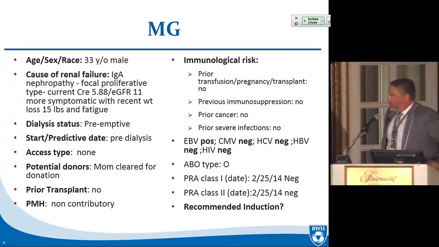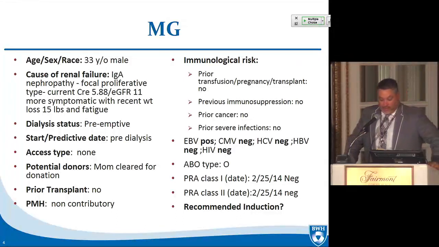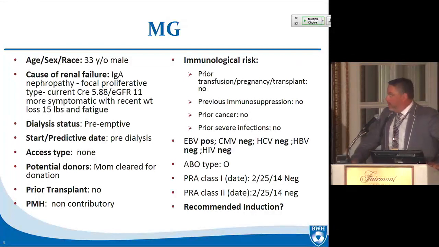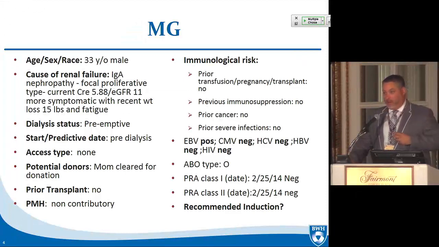An MG is a young 33-year-old male, IgA nephropathy, waiting for a preemptive transplant. His mom has been cleared for donation, so one haplotype match. No transfusions or prior transplants, never been on immunosuppression, no malignancy, and no severe infections. He has no PRA. This was a transplant that we did about 3 or 4 months ago, for what we would consider our typical Thursday morning living donor transplant.